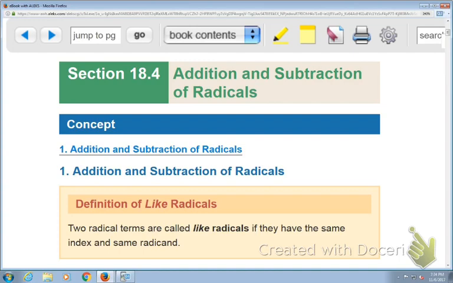All right? The second thing is they have to have the same radicand. What was radicand? It's whatever's underneath or inside the radical sign. All right?